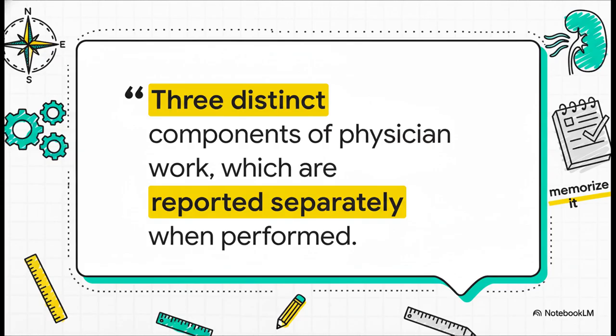And hey, don't just take my word for it. This right here is straight from the CPT guidelines themselves. This quote should be your North Star for transplant coding. 3 distinct components reported separately. Burn that phrase into your brain. It is the core principle that's going to save you from so many common coding mistakes.